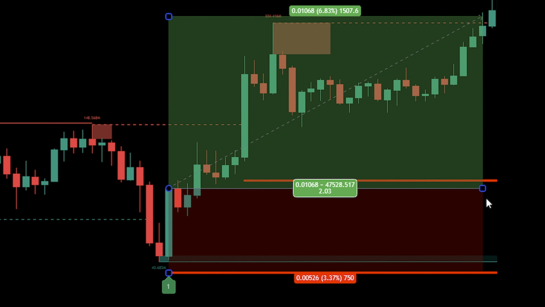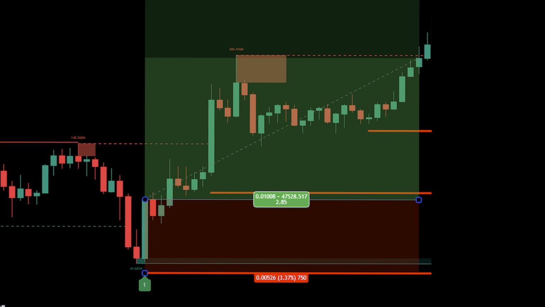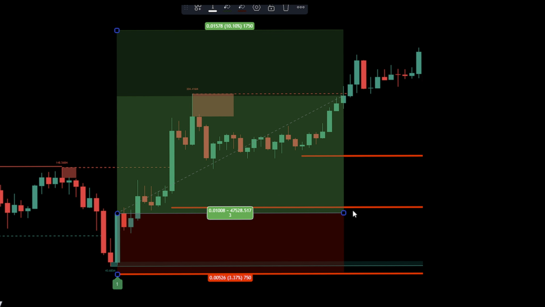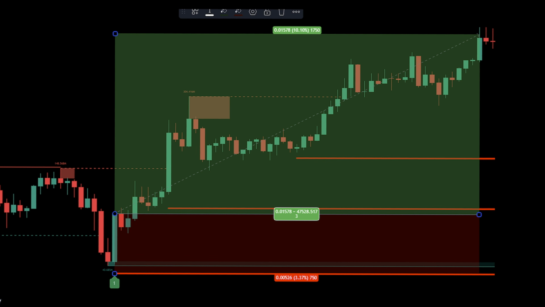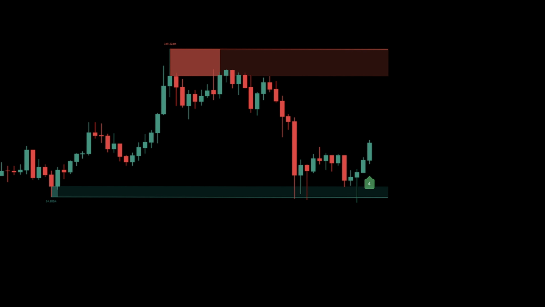Finally, we aim for a 1-to-3 risk-reward ratio. And just like that, we've completed a profitable trade with a 10% move, a 1-to-3 risk-reward ratio, and very low risk. Now let me show you another buy trade example.